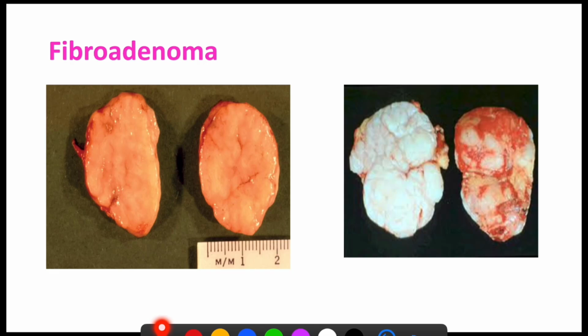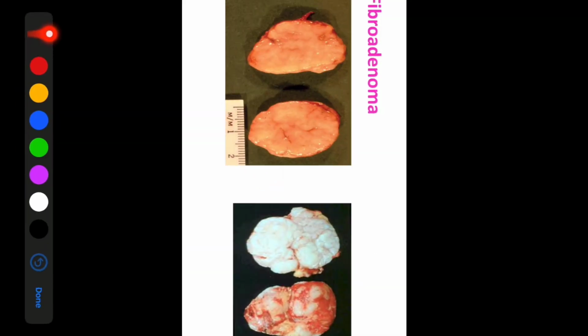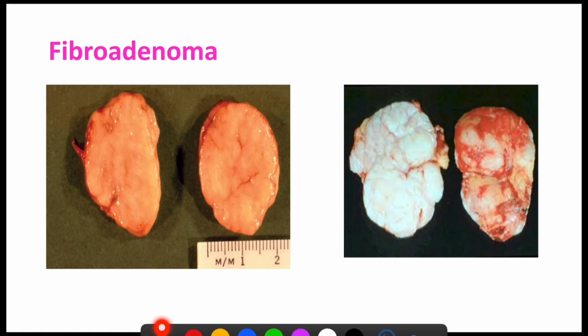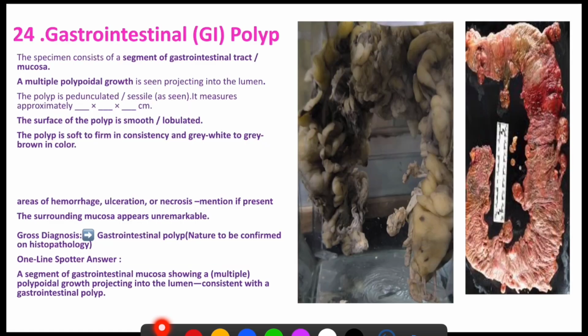Another specimen showing similar features, this is a fibroadenoma of breast where you can find some slit-like spaces and a homogeneous cut surface. This is also a specimen of fibroadenoma of breast, and some slit-like spaces are present. It is due to an intracanalicular pattern of growth, which you will learn in systemic pathology, and we will describe it in detail when we learn systemic pathology.